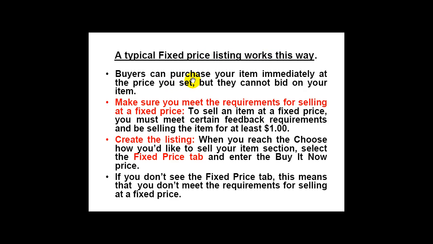The buyer can purchase your item immediately at the price you set, but they cannot bid on your item. So when you list your item as a fixed price, there will be no place for a buyer to place a bid. It will be just a buy it now icon where the buyer can buy your listing immediately. Let me take you to eBay and show you how a fixed price listing will look like.